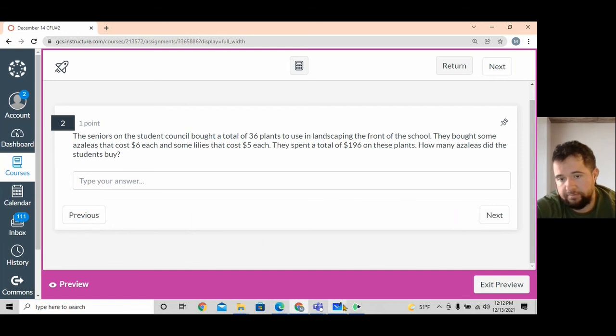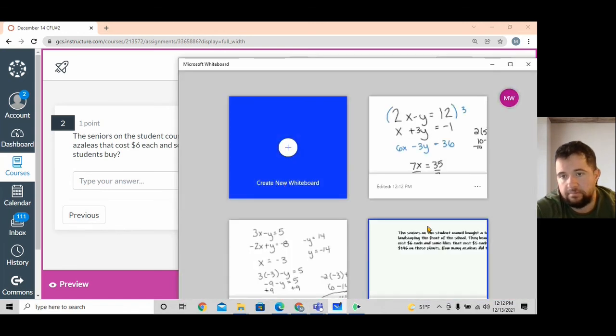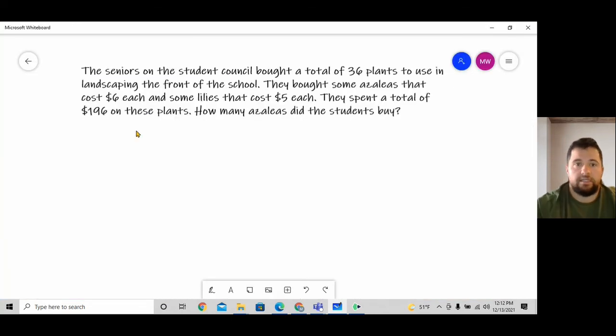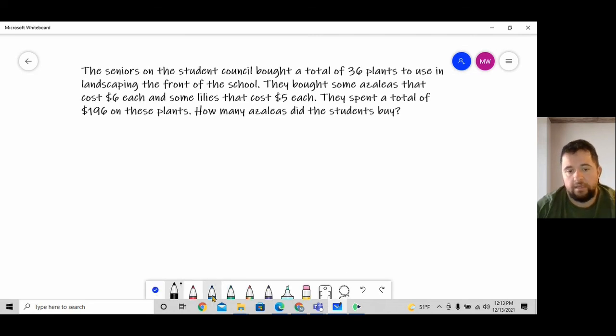Now let's look at this word problem. The seniors on the student council bought a total of 36 plants to use in the landscaping in front of the school. They bought some azaleas that cost $6 each and some lilies that cost $5 each. They spent a total of $196 on these plants. How many azaleas did the student buy? Okay, so we need two equations. Some things that I know for certain. I know they bought 36 plants. I know that it's $6 for azaleas. I know lilies are $5, and I know that they spent $196 in total.